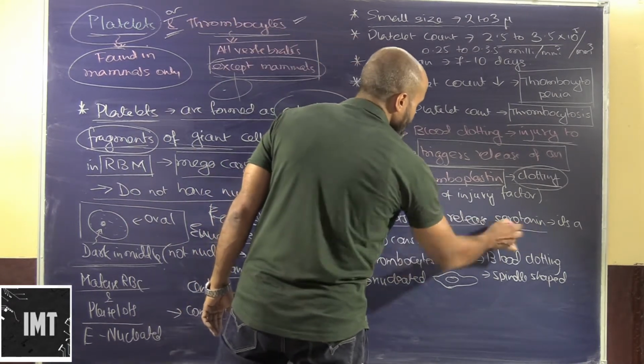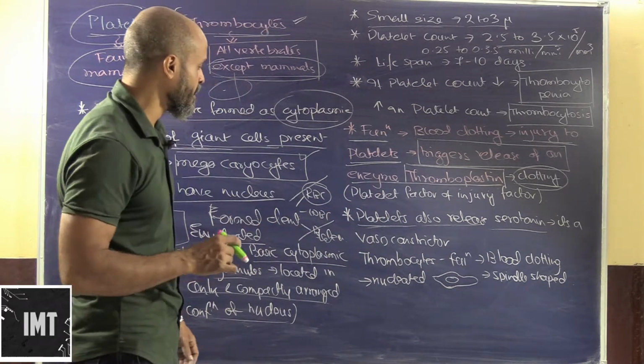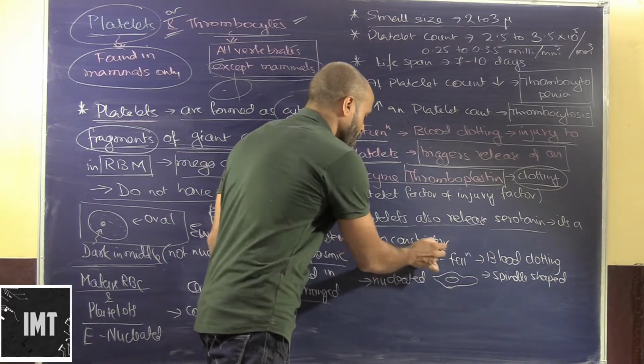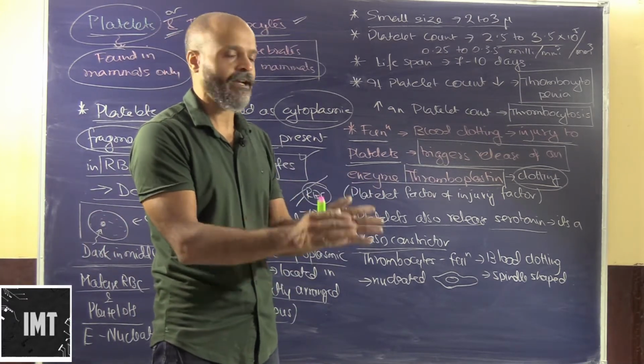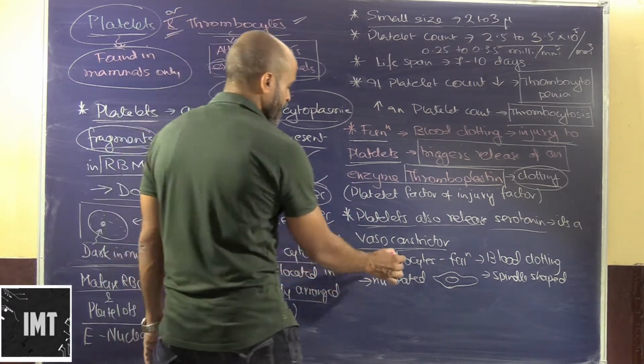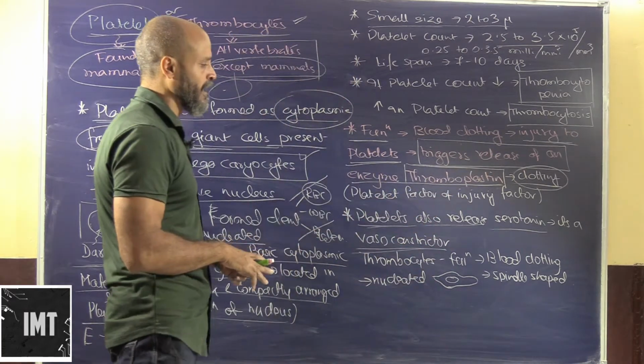Platelets also release serotonin. Now, what is serotonin? It's a vasoconstrictor. Okay, vasoconstrictor means it constricts the vascular bundles which carry blood. Okay, so this is all about platelets.